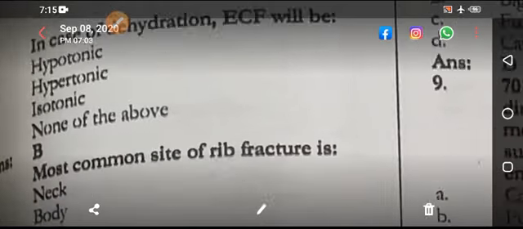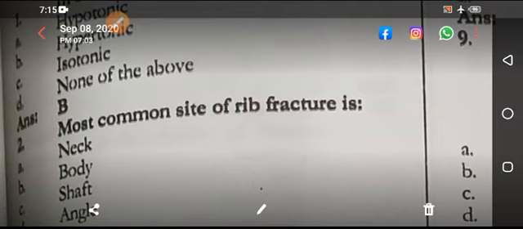So coming next, if they ask that action potential in the hypothalamus in the thirst center is generated due to ICF dehydration. This ICF dehydration leads to the impulse generation.